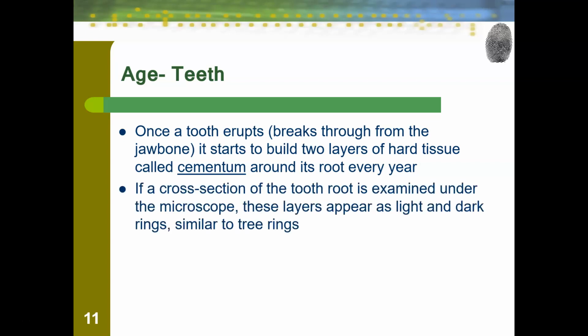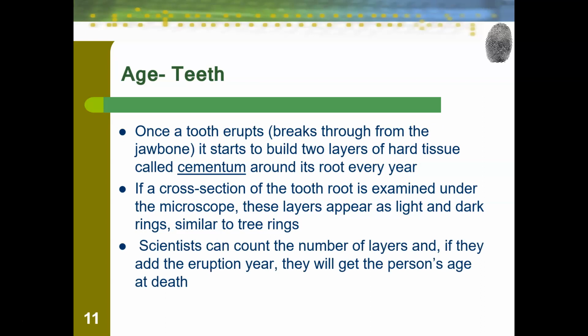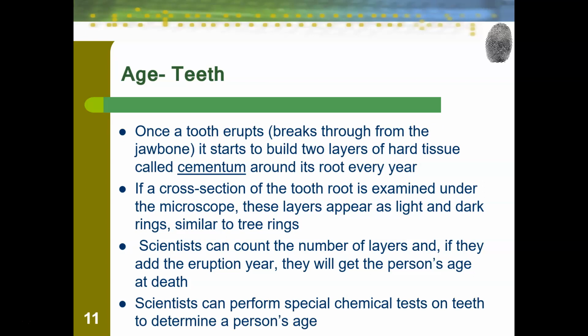If a cross-section of a tooth is examined under the microscope, these layers appear as light and dark rings, very similar to tree rings. I know it's really weird to think about, but your teeth are like trees inside of you. So scientists can count the number of layers, and if they add the eruption year, so the age that tooth would have erupted, and if they don't know, they can kind of do an estimate based on the average age those teeth come in, they will get the person's age at death. Scientists can also perform special chemical tests on teeth to determine a person's age. They can also sometimes use these chemical tests to determine where a person may have been from based on the mineralization of their teeth.